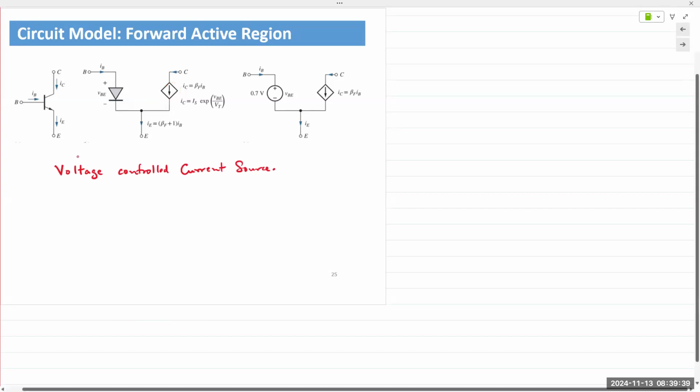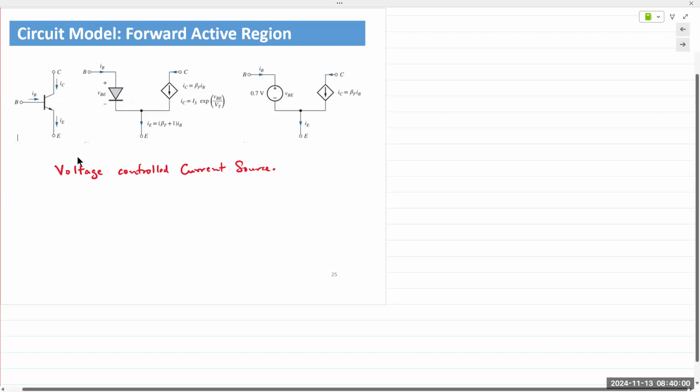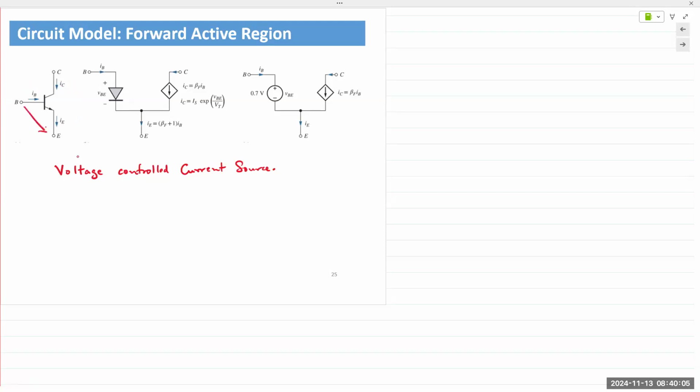So here you have an NPN transistor, and everything we discuss with regards to NPN transistors applies equally to PNP transistors, except that the holes and electrons are interchanged, the current directions are reversed and voltage polarities are reversed. But everything works exactly the same. So we have an NPN transistor, three currents: base, collector, and emitter current. We can model the base emitter junction as a forward bias diode.